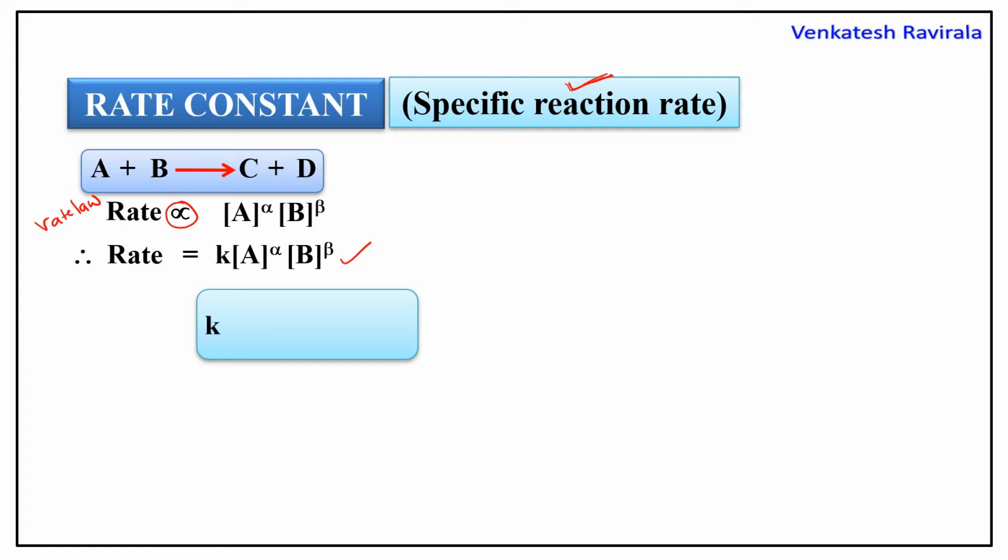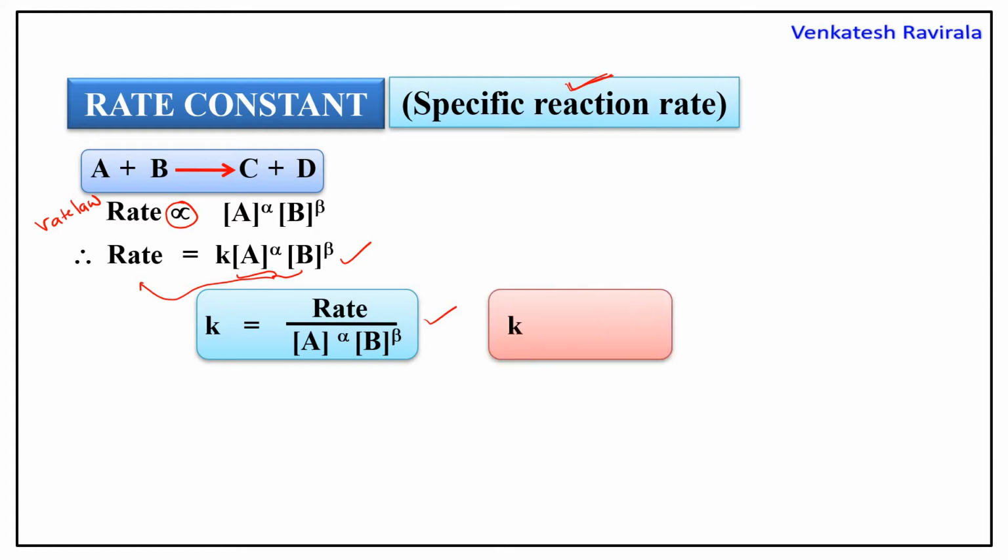Now K is equal to what we can write. Send everything to the right hand side. We send concentration of A to the power of alpha, concentration of B to the power of beta to the right hand side, and we get this formula. Now K is equal to rate by concentration of A to the power of alpha, concentration of B to the power of beta. Both are actually reactants.